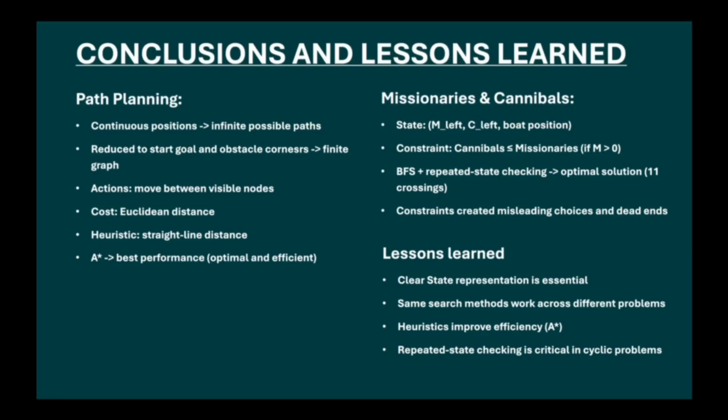Overall, we learned that effective problem solving in AI starts with a clear state representation. We also saw that the same search framework can be applied to very different types of problems, such as geometric path planning and symbolic puzzles. Heuristics play a key role in improving efficiency, especially when they preserve optimality, as in A*. Finally, repeated state checking is essential in problems with cycles to avoid unnecessary exploration.